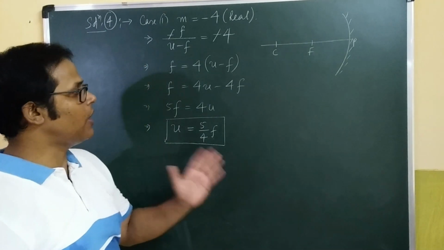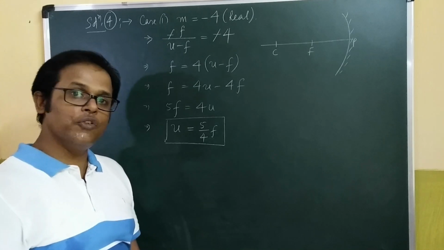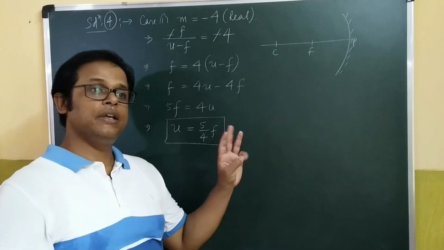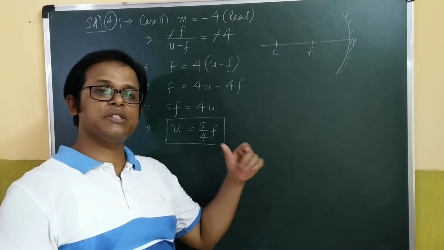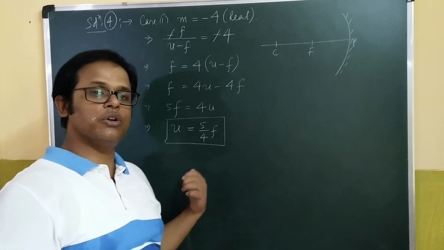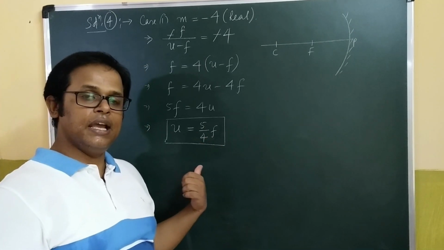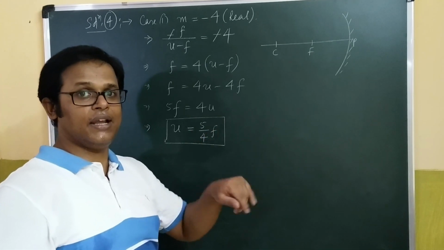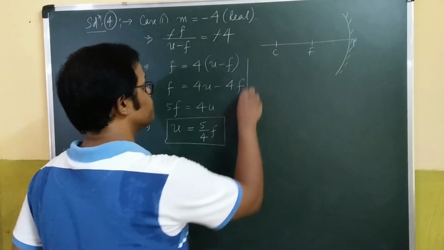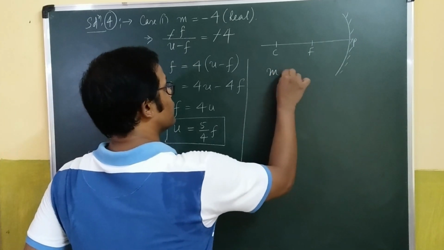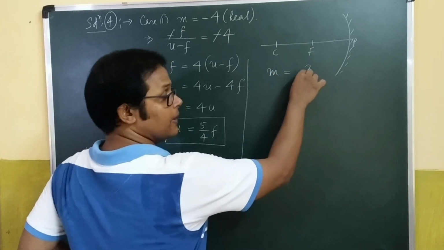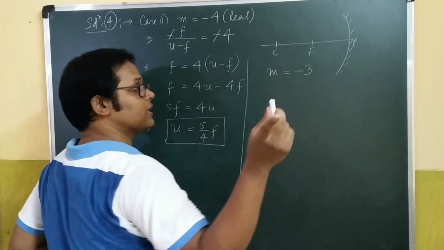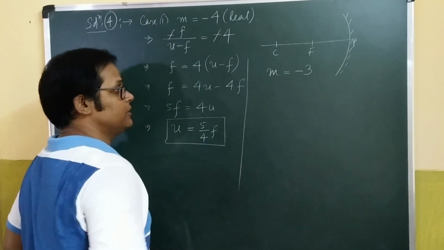Alright. Now the question says the object is moved by 3 centimeters. As it is moved by 3 centimeters means there is an addition of 3 centimeters to the original position of the object. And the image magnification has reduced from 4 to 3 times. Alright. So let us do it. M is equal to 3. Again put a minus sign because the condition is real. Okay, the image is real.